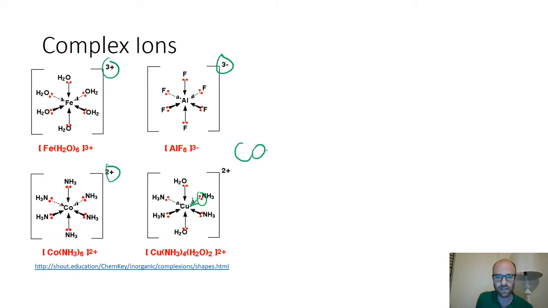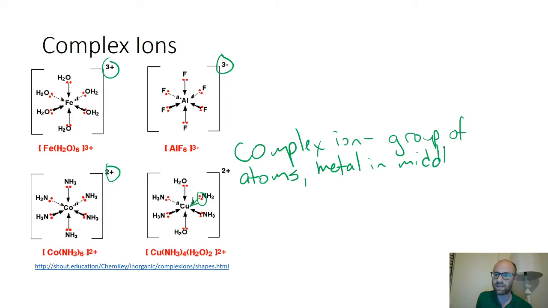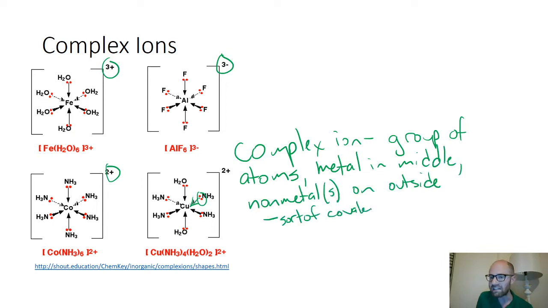So a complex ion is a group of atoms, just like your polyatomic ion, except now we've got a metal in the middle, with a sort of covalent, sort of ionic bond.